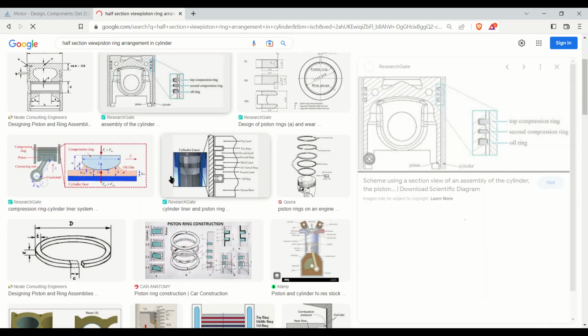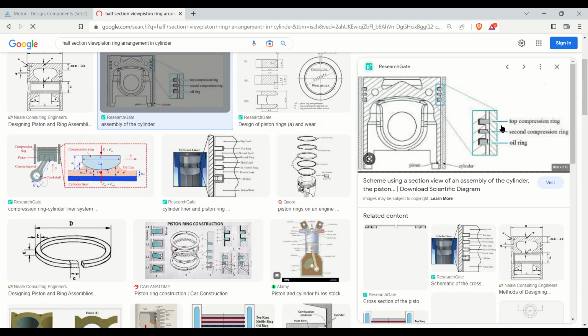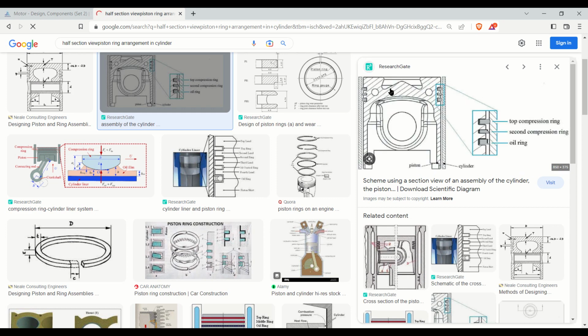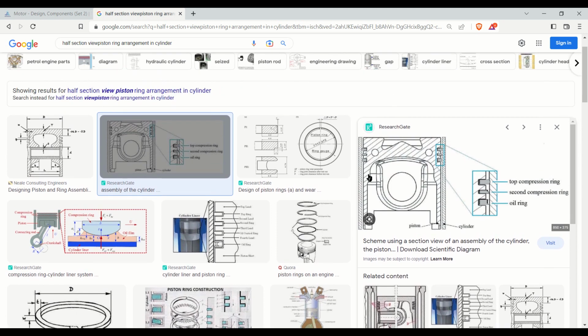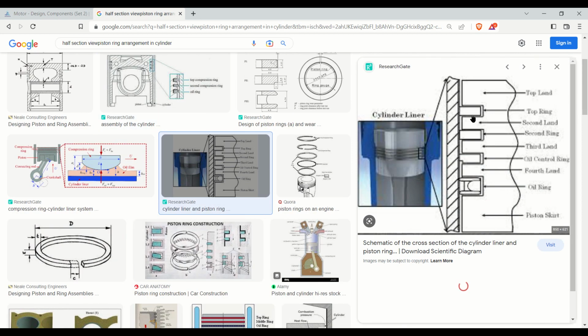Yes, you can see in this image the combustion pressure will act on these springs, and it will force the spring to go down, and a sealing arrangement will be made when the spring touches the bottom of this groove.